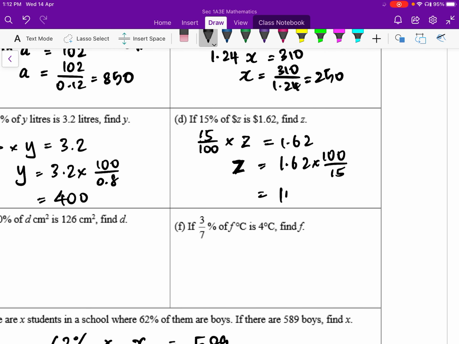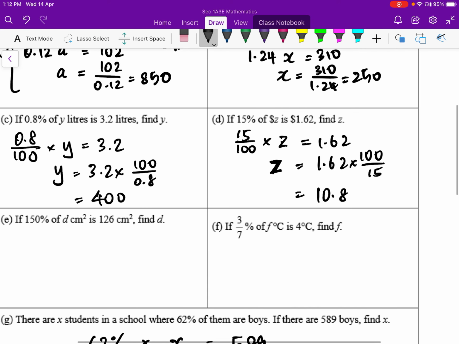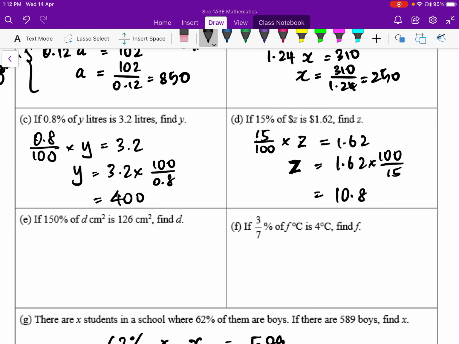So this gives us 10.8. Okay, so there was a question. For y, part C, do we need to put a unit of liters? And in the same way, for z, do we need to put a dollar sign? Okay, so let's answer this question.